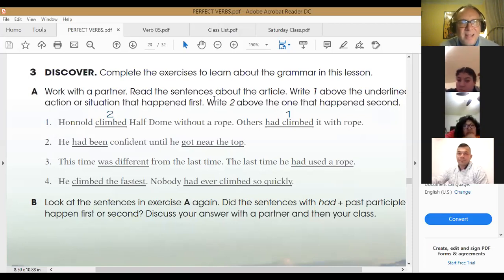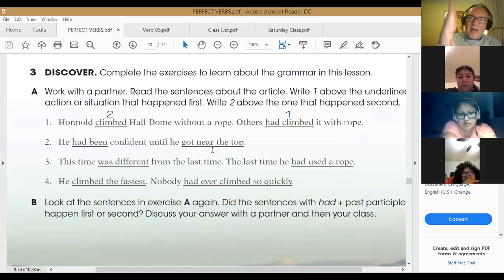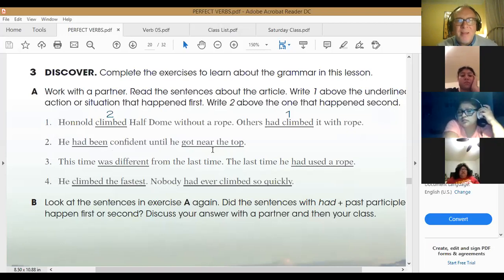All right. Let's see the next one. He had been confident until he got near the top. Which one is number one? Had been, right? And got near the top is last, right? So this is where he got near the top. This is the point, and he had been confident until then. He had been confident until then. Good. All right.